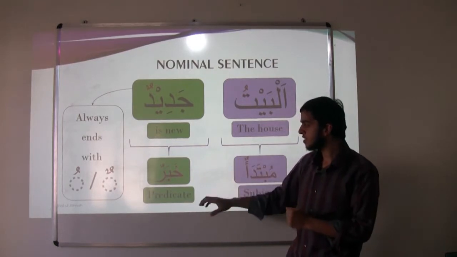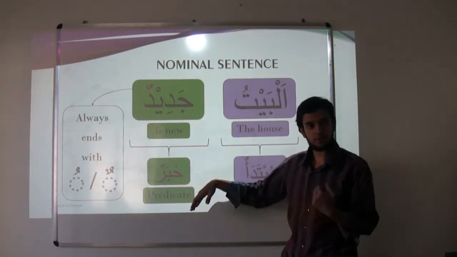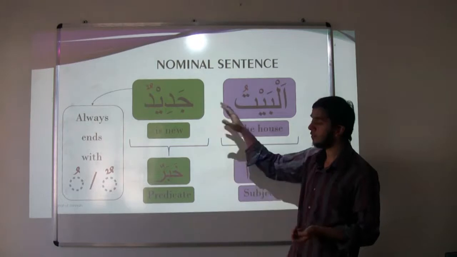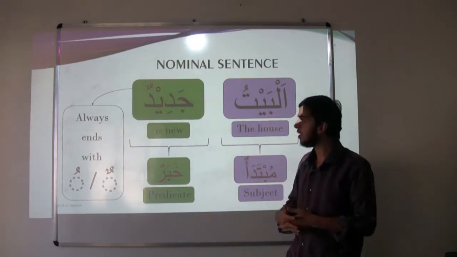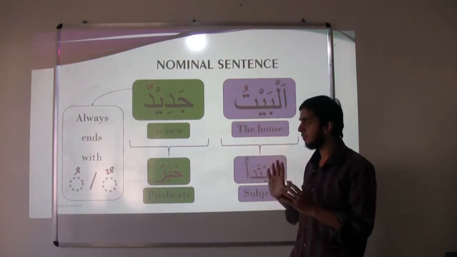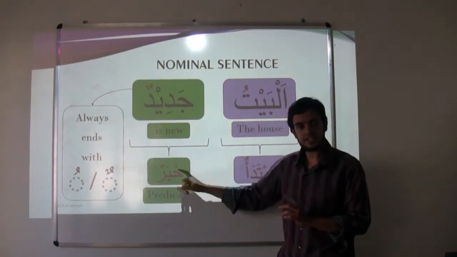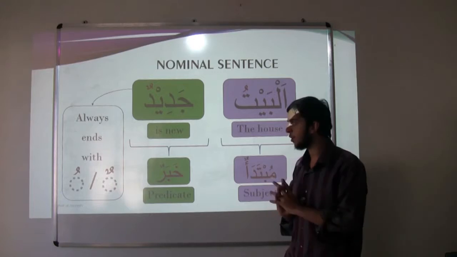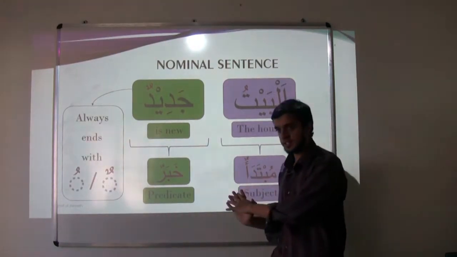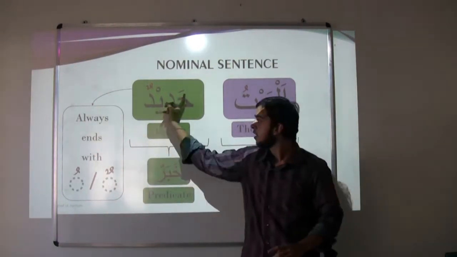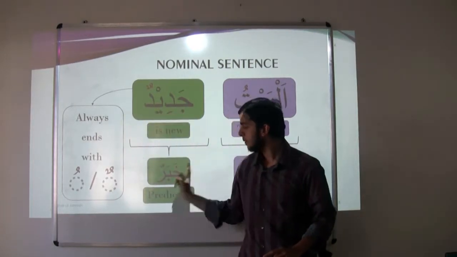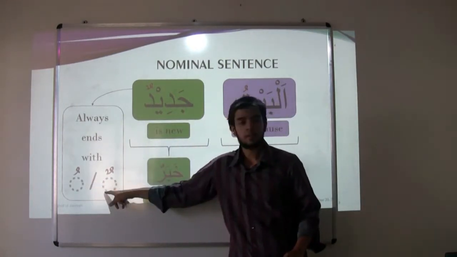Okay, so now based on the type of khabar, we have learned till now three types of nominal sentences. The first one is where the khabar is a single word, and in this particular case, the khabar always ends with a single dhamma or double dhamma.